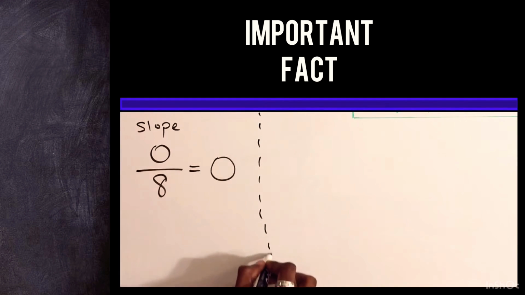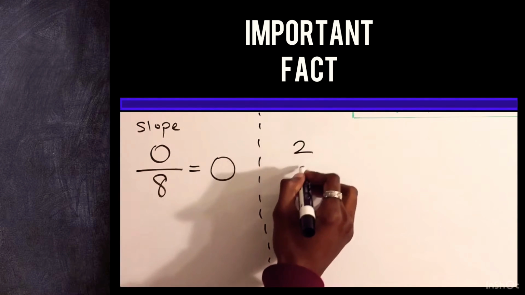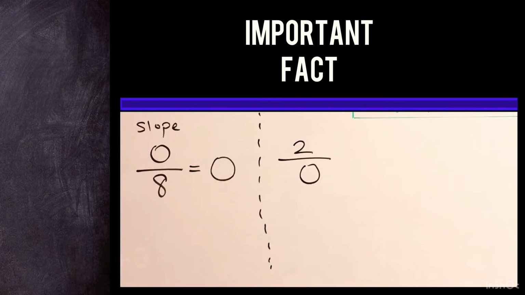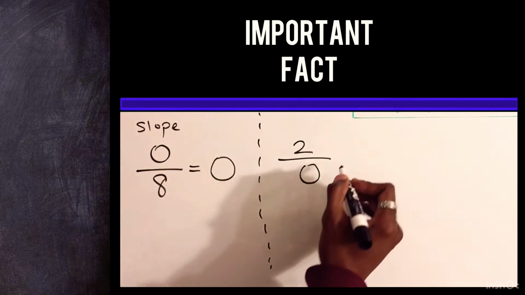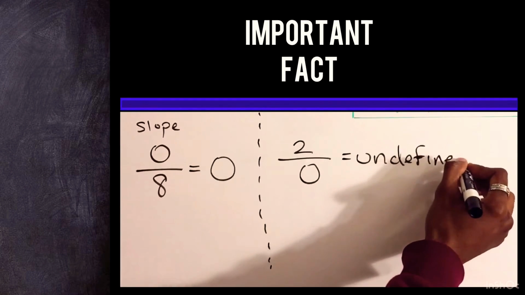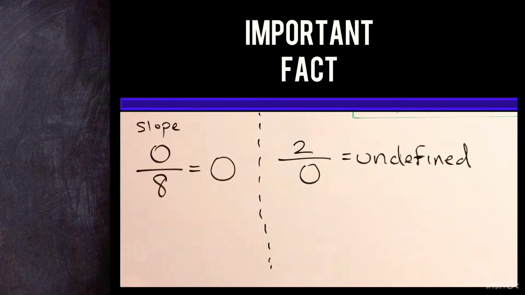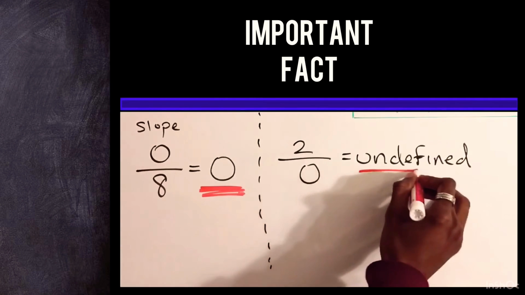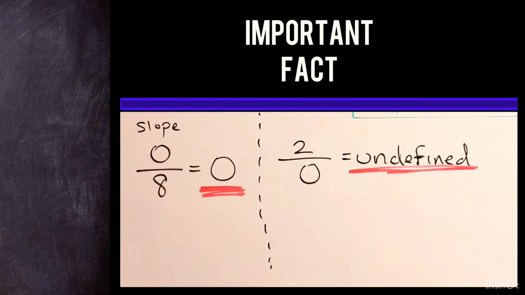Now, on the flip side, let's say you have any number. Let's say you have 2 over 0. Now, you can't say that your slope is 2. You can't even say your slope is 0. In this case, your slope is considered undefined. So just know that these two can be answers: a slope of 0, and you can have your slope be undefined when the denominator is 0. That's what happened here. So I just wanted to get that out of the way.